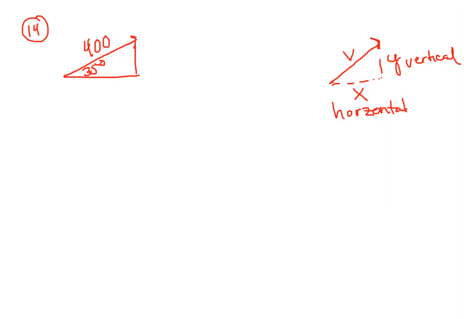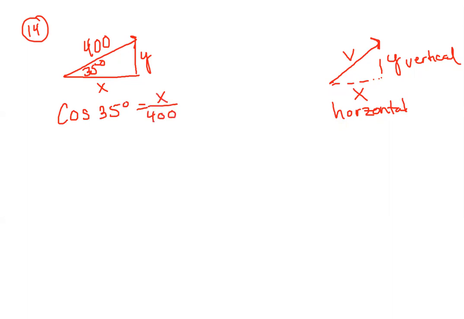It says find the magnitudes of the horizontal and vertical components. So we want to find this, and we want to find this. And finding that, we're going to use SOHCAHTOA. So what are we going to do to find x? What trig function? We've got the hypotenuse, and we're looking for the adjacent. So to find x, we're going to use cosine, because cosine of 35 equals adjacent over hypotenuse.